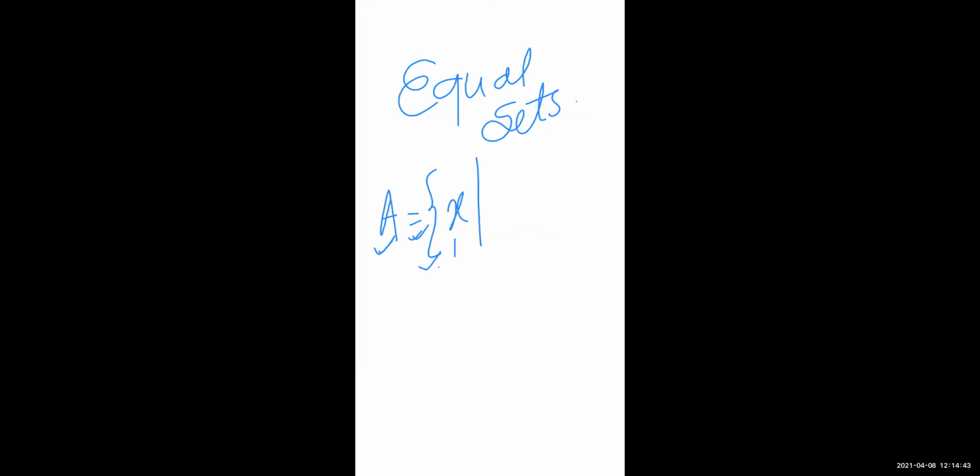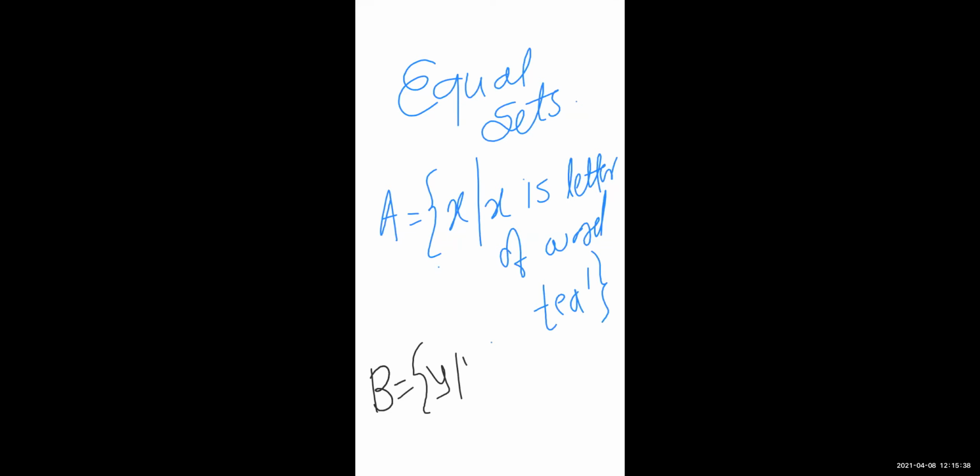A is a set of X such that X is a letter of the word TEA. And I take another one, that is B is a set of Y such that Y is a letter of the word EAT. Okay.